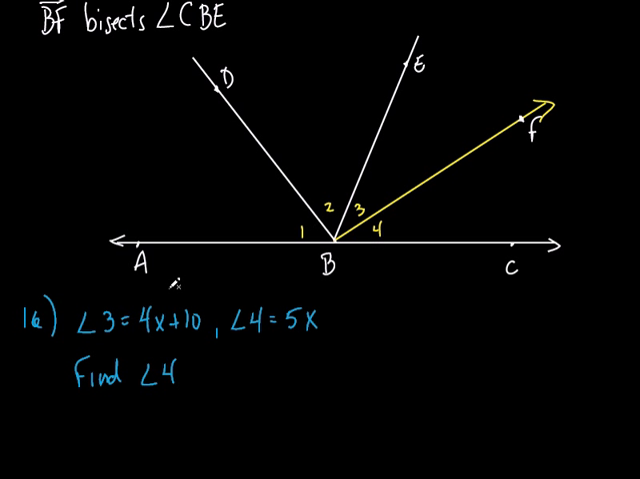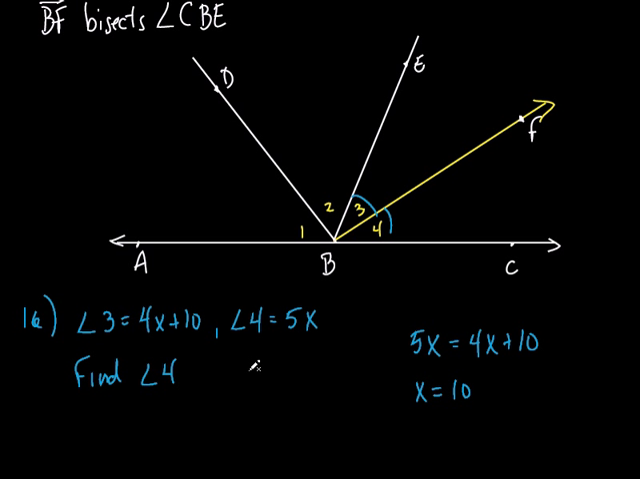But we already got through one roadblock right here. We know that 3 and 4 are equal to each other, so let's set these equal to each other and then solve for x. Alright, so I set them equal to each other, subtract 4x from both sides, and I get x equals 10.